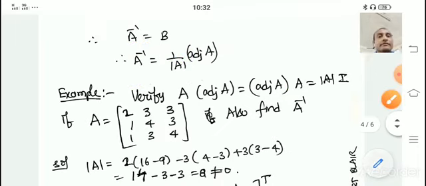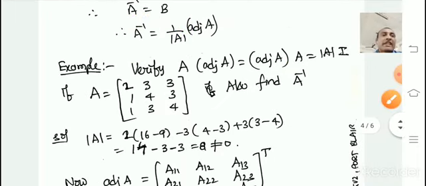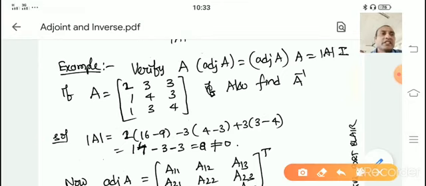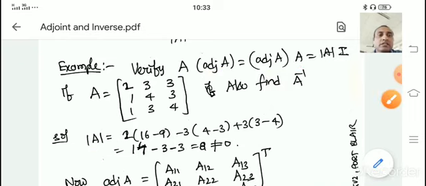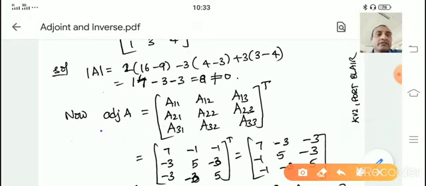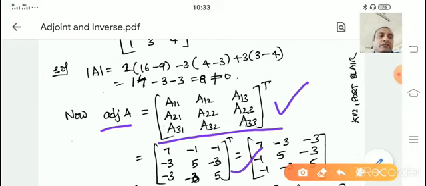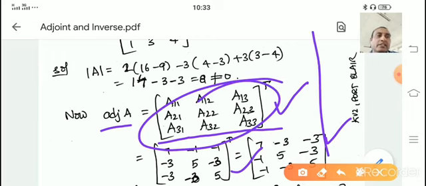Okay. Next, one example is given: verify A into adjoint A is equal to adjoint A into A is equal to det A into I. Very first, find the determinant of A, it has come. Just take a pause and see the calculations, how I did it; you already know how to find the determinant. Then find the adjoint using the method of cofactors.